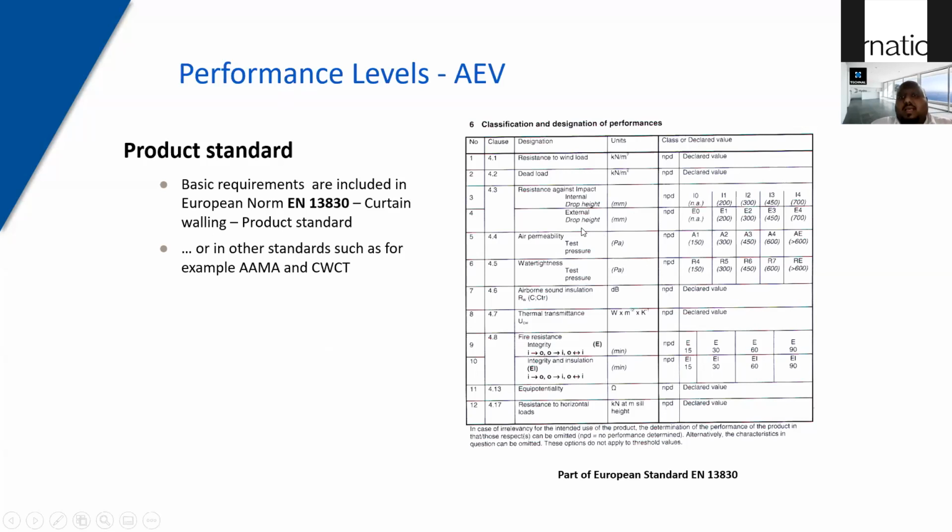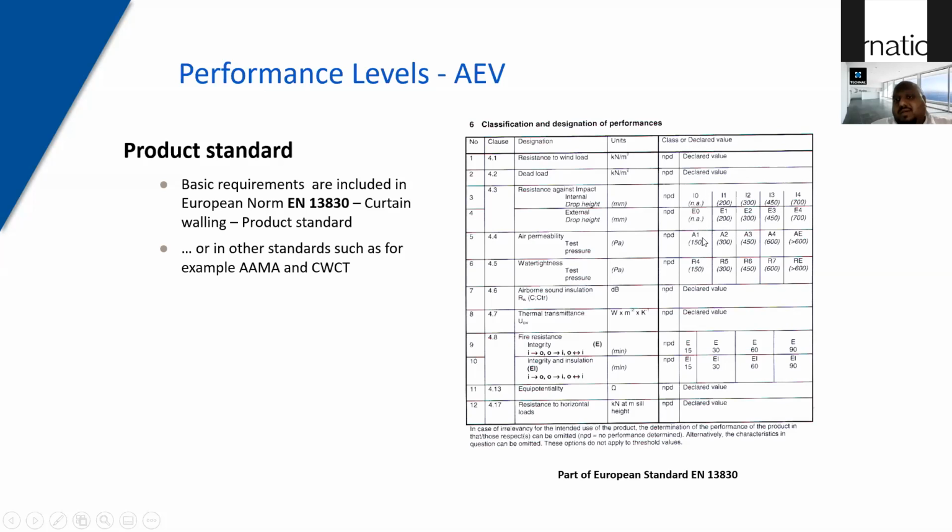For example, resistance to wind load is calculated in kilonewton per meter square. Dead loads, again, in kilonewton per meter square. Resistance to impact, we measure the drop height, internal and external. I'm going to show you some videos. And depending upon the distance, you have a different classification.